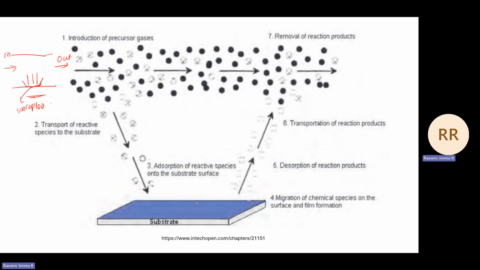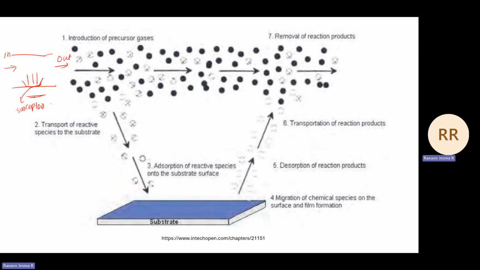Then, if there are two or more reactive species, some kind of reaction will happen, and film formation will also happen. Then, after this, there will be desorption of reaction products. Then, this reaction product will get transported to the general flow in the chamber, and then we will have the removal of the reaction products. So this is the basic mechanism by which the CVD reaction happens.